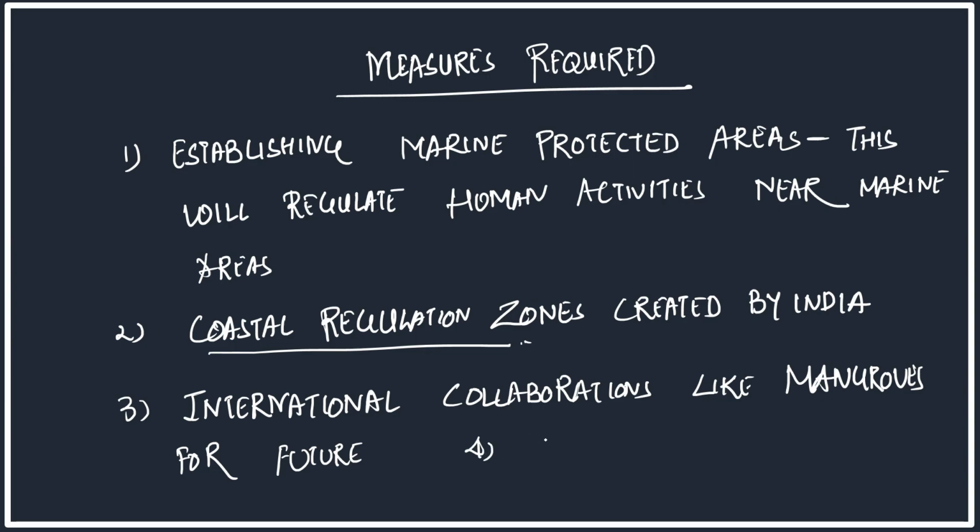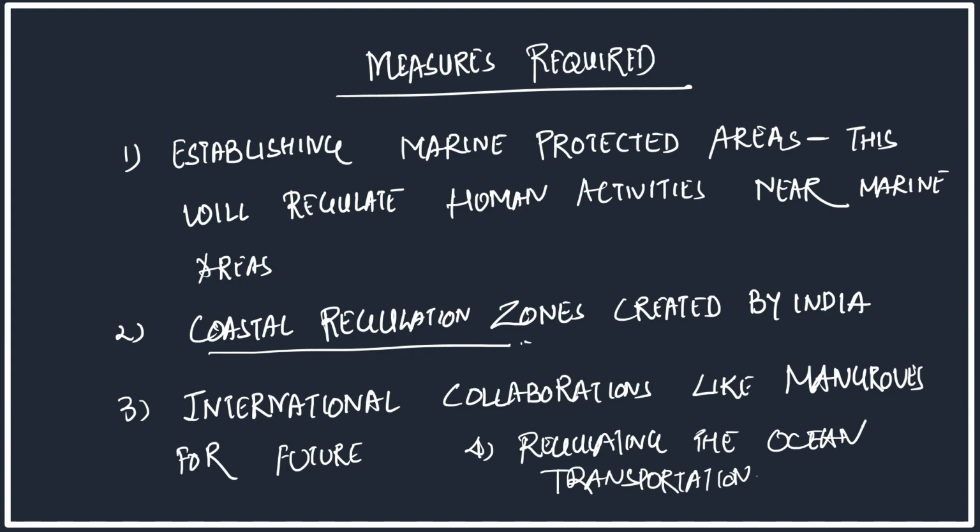Then fourth one is scientific research, or let's say controlling the greenhouse gas. Okay, so for example, let's say avoiding or regulating the ocean transportation. Because we all know that oil spills are also one of the most important reasons for damaging these marine areas, right? So regulating the ocean transportation is one of the important measures. Clear? So these measures you can write. You can also add some current affairs like CRZ, we have used mangroves for the future initiative, right? So any other IUCN or IPCC led scientific research, or some other initiative, you can write in this also. Clear?